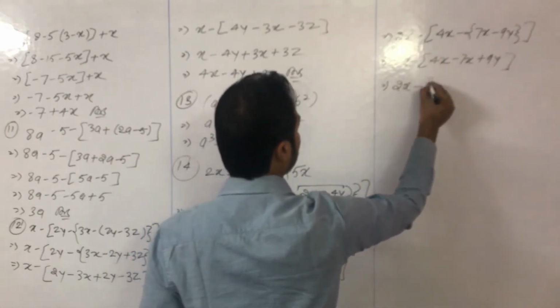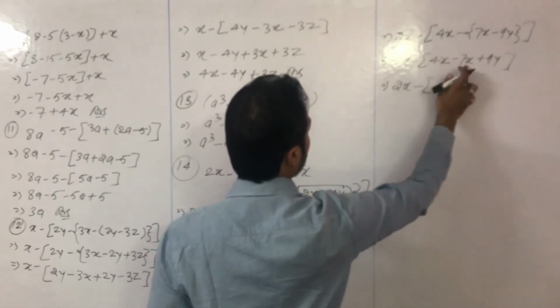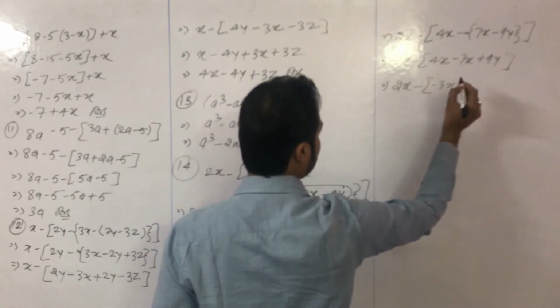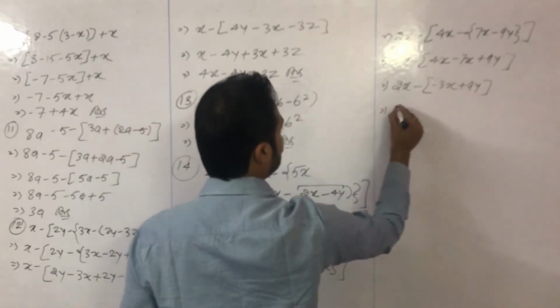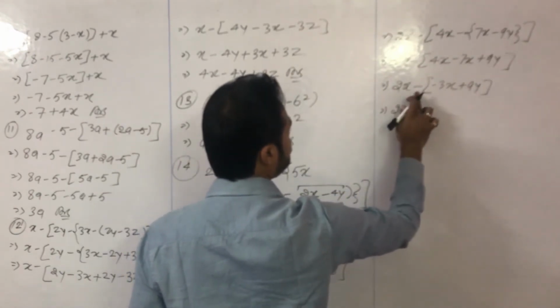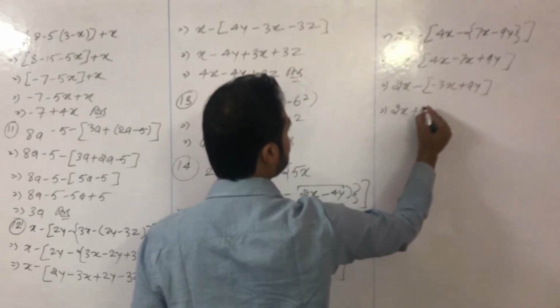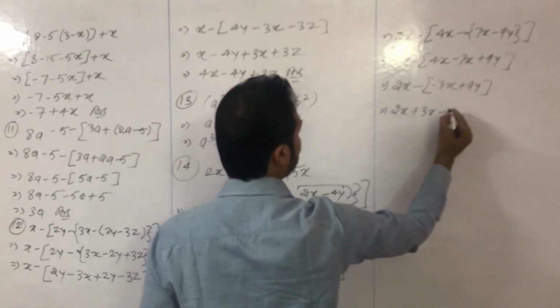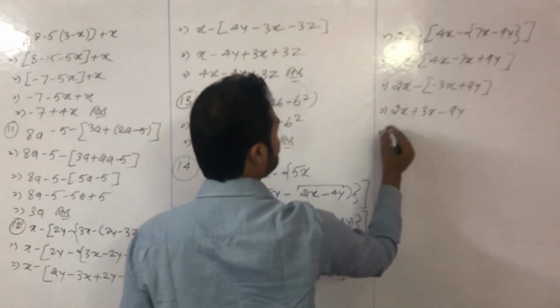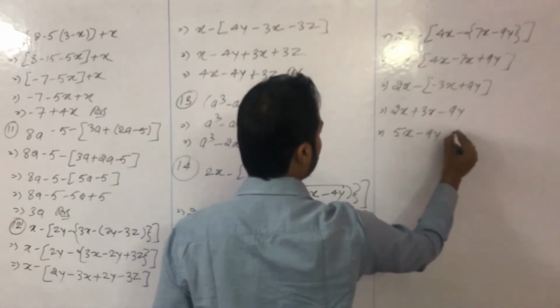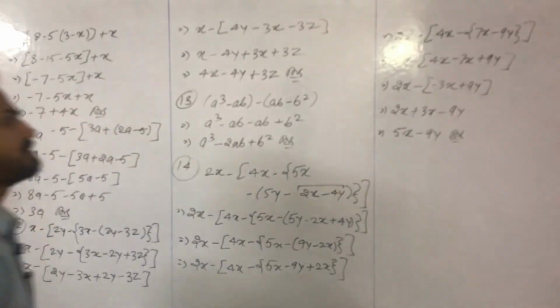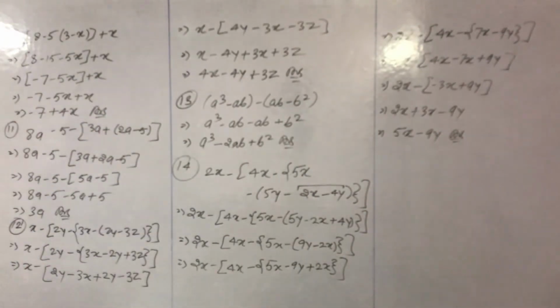Again 2x minus 4x and 7x, so 4 minus 7 is minus 3x plus 9y. Again 2x, minus before bracket, so minus minus plus 3x, and plus minus minus 9y. In the last step 2 plus 3 is 5x minus 9y. This is the final answer.